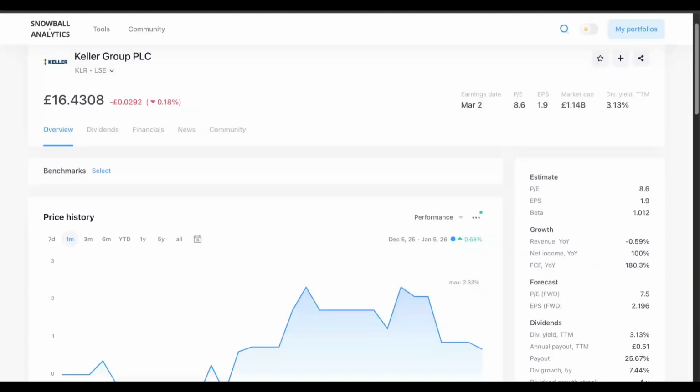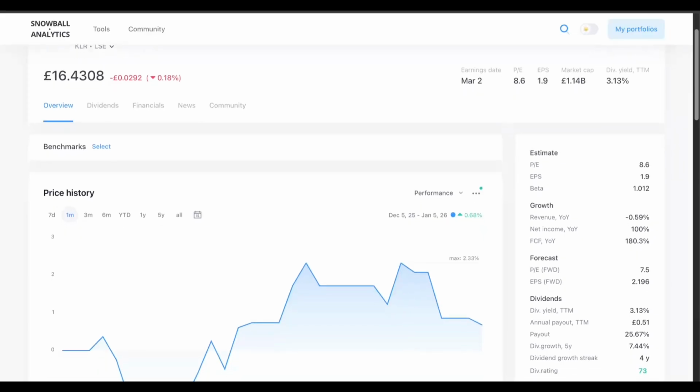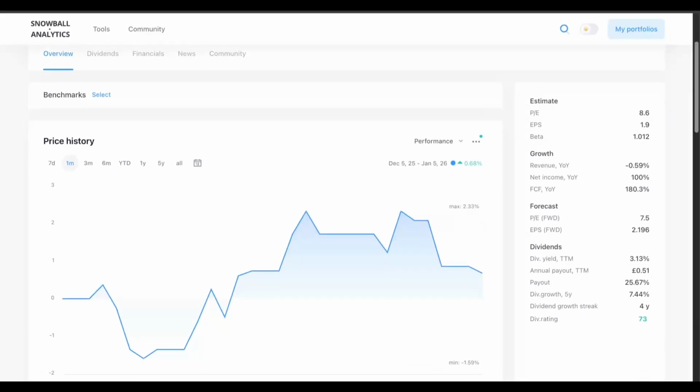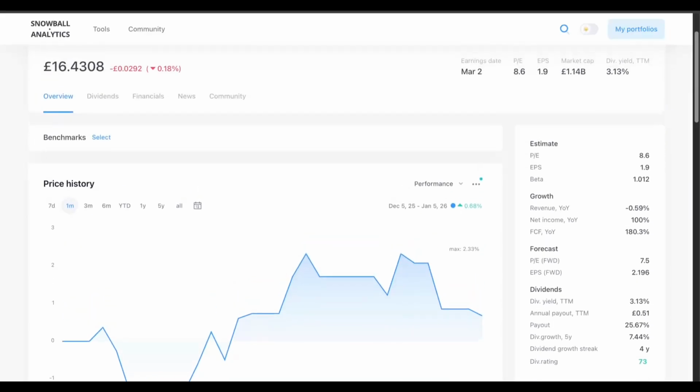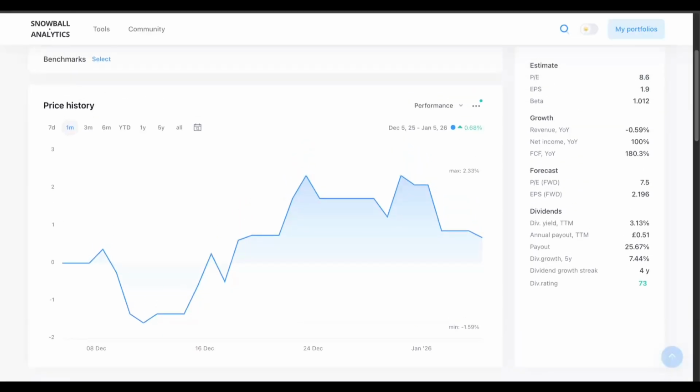£30.21. The next stock I'm adding to this month is going to be my Keller position, stock ticker KLR. Over the past month, we can see they've basically been flat, and they do actually have the lowest overall dividend yield in the portfolio at 3.13%. Having said that though, they do have a very healthy payout ratio at only 25%, with a 7.44% 5-year dividend growth rate and a 4-year current dividend growth streak.